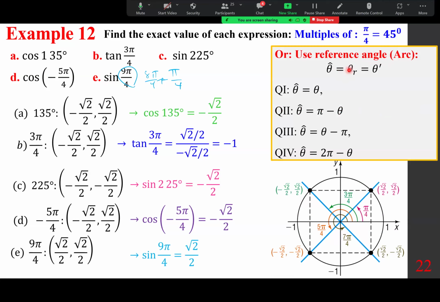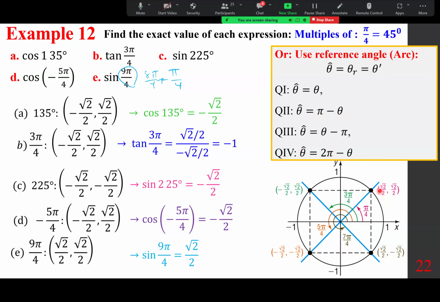The notation depends on the text: theta hat, theta sub r, theta prime. I've seen theta bar as well. In the first quadrant, the reference angle theta hat or theta sub r is the same as theta. In the second quadrant, pi minus theta. In other words, multiples of pi over 4 in any quadrant have the same value. The only thing is you have to figure out whether it is positive or negative, okay?